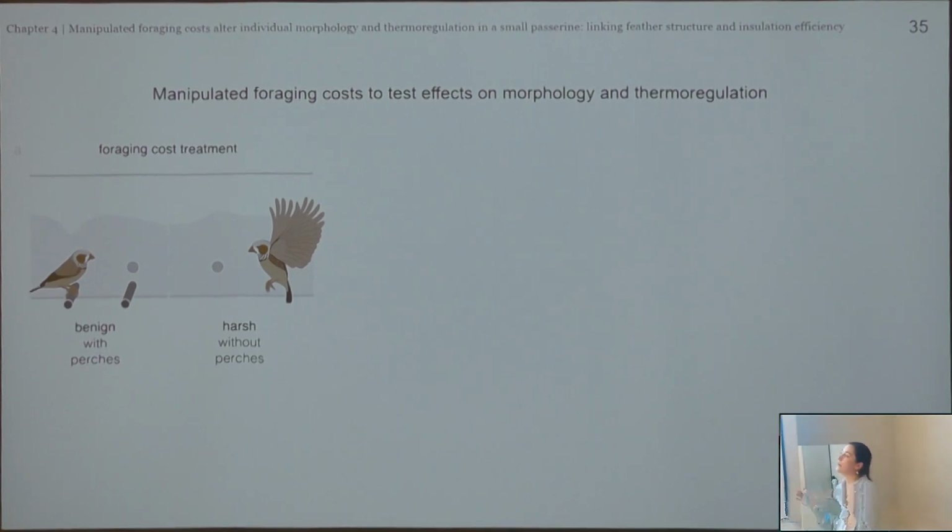So the birds are divided into two groups, one with benign foraging costs and the other with harsh. Benign foraging costs mean that they have access to food hanging from a ceiling, and they can just sit at perches and eat that food, whereas the harsh treatment birds need to constantly fly back and forth from the food source.